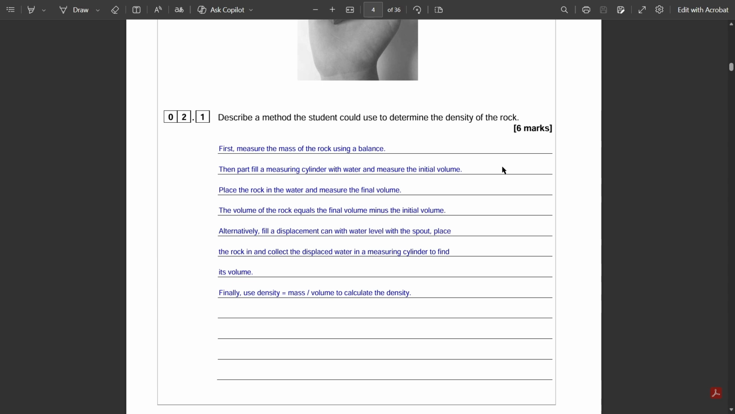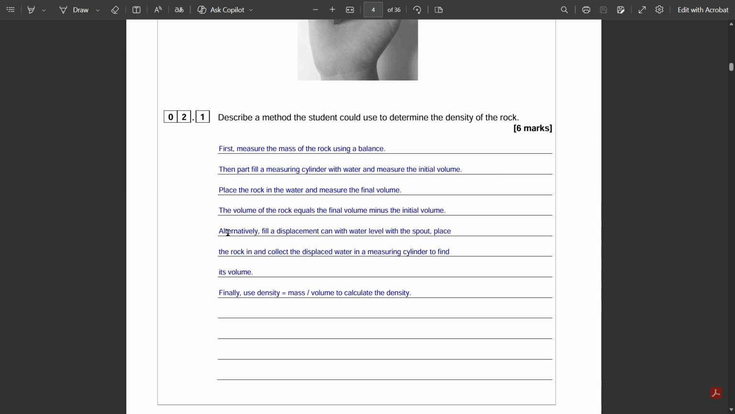First, you measure the mass of the rock using a balance or a scale. Then part fill a measuring cylinder with water and measure the initial volume. And then you put the rock in the water and measure the final volume. The volume of the rock equals the final volume minus the initial volume.